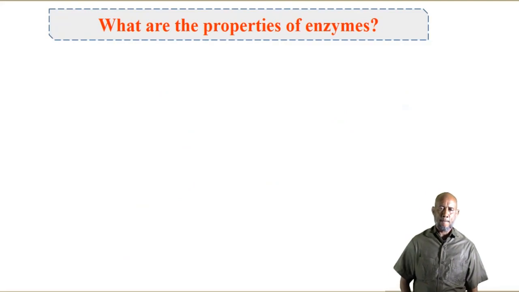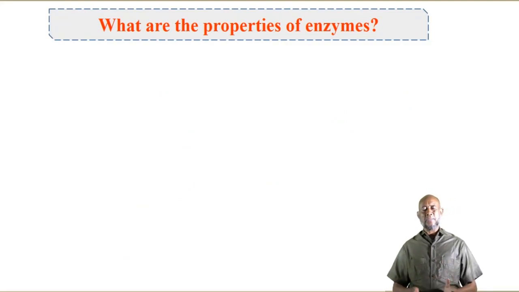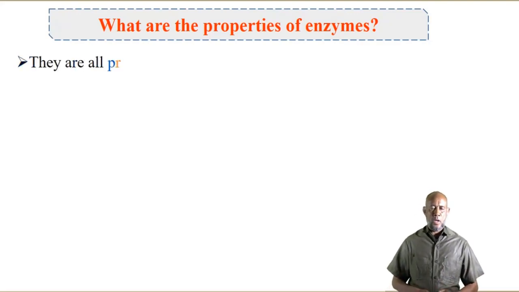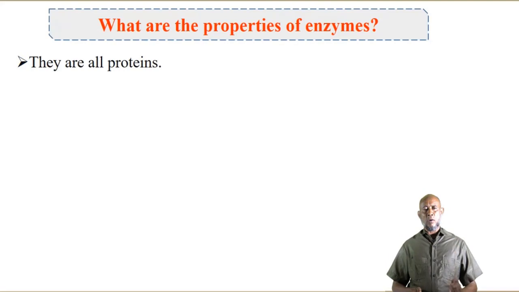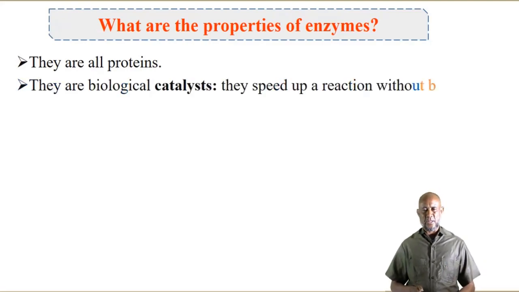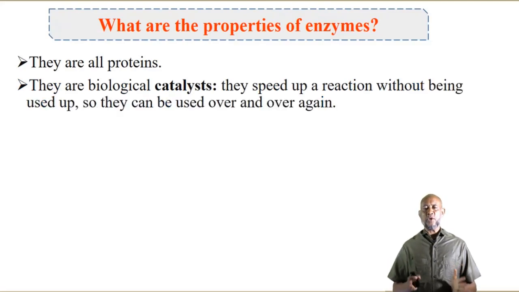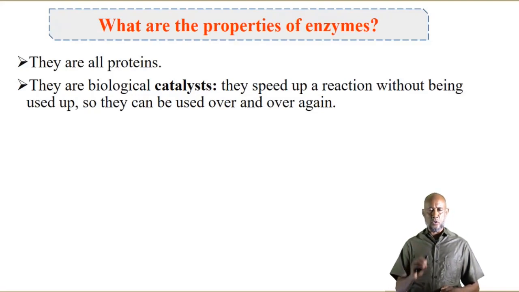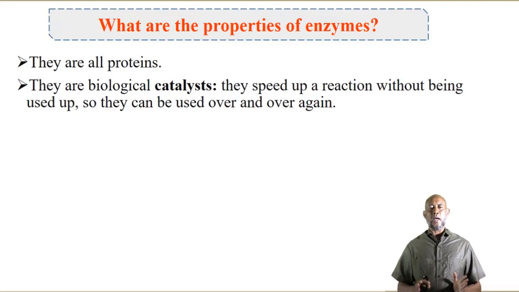Now let's look at the properties of enzymes. What are the properties of enzymes? First of all, they are all proteins, meaning that all enzymes are composed of proteins, and they are biological catalysts. That means they speed up a reaction without being consumed or used up in the reaction, so they can be used over and over again.